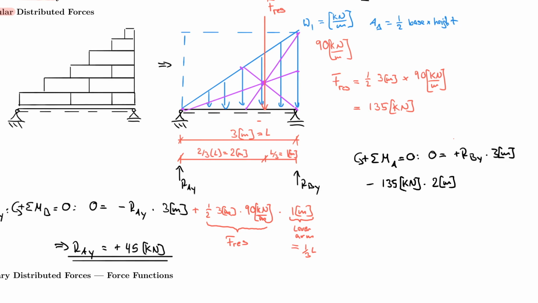So now we can solve this equation and we will find that RBY is equal to 135 multiplied by 2 over 3, which then gives us 90 kilonewton. And you can see now the system is in balance because both support reactions plus the vertical force that comes down on it, or minus I should say the force that comes down on it, actually creates equilibrium. So this plus this is equal to that.